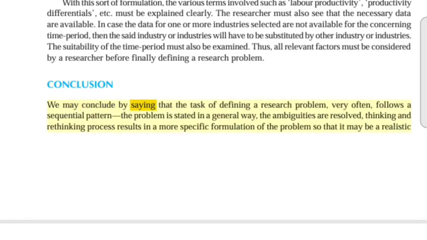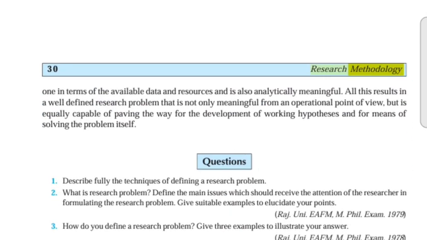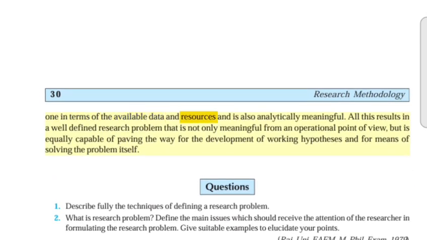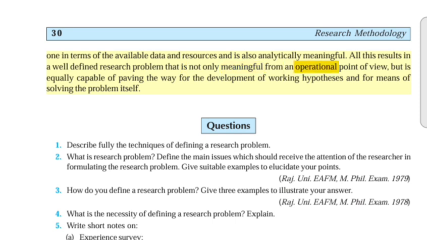Conclusion: we may conclude by saying that the task of defining a research problem, very often, follows a sequential pattern. The problem is stated in a general way, the ambiguities are resolved, thinking and rethinking process results in a more specific formulation of the problem so that it may be realistic in terms of the available data and resources and is also analytically meaningful. All this results in a well-defined research problem that is not only meaningful from an operational point of view, but is equally capable of paving the way for the development of working hypotheses and for means of solving the problem itself. Questions 1.